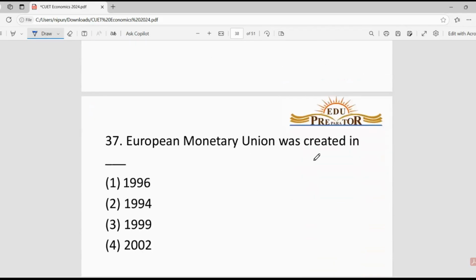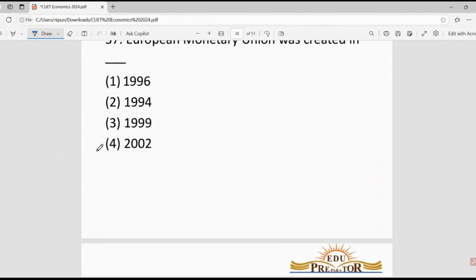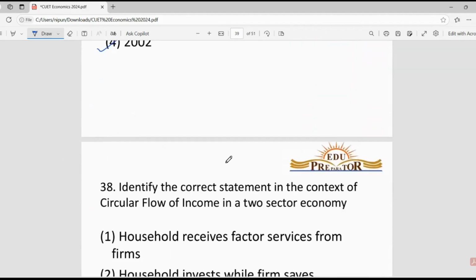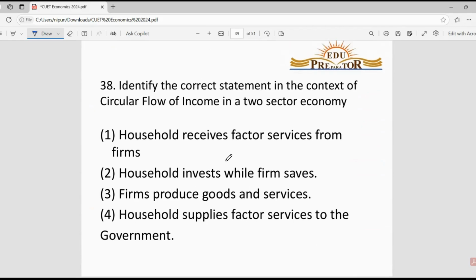European Monetary Union was created in, you know that all across Europe, barring a country or two, पूरे यूरोप के अंदर एक कॉमन करेंसी भी चलती है which is called as euro, and this union was created in the year 2002. So the correct option is 2002.